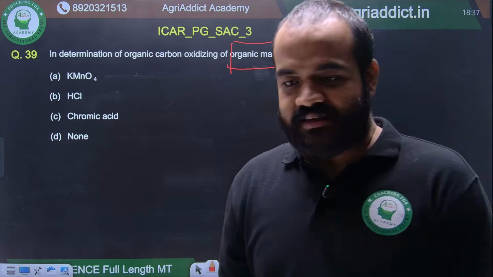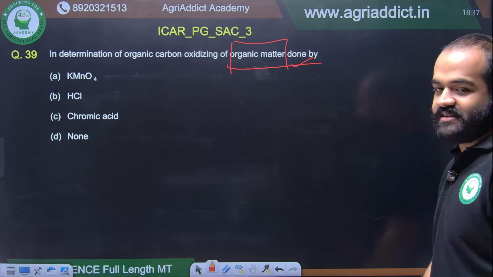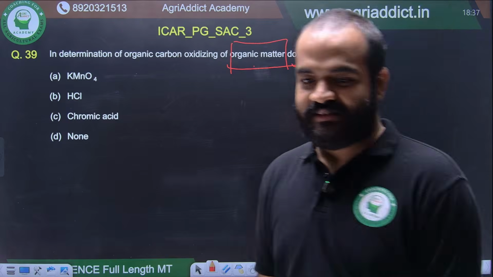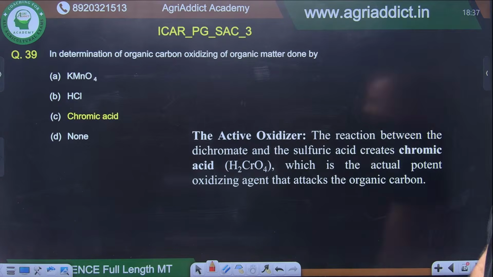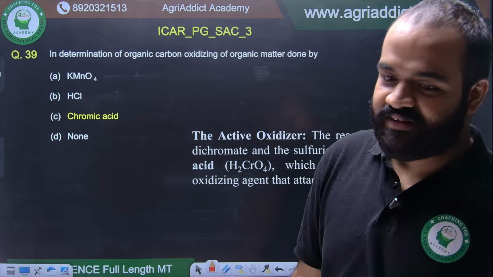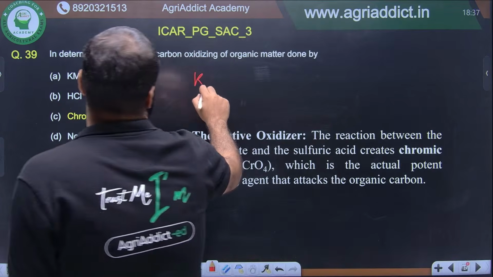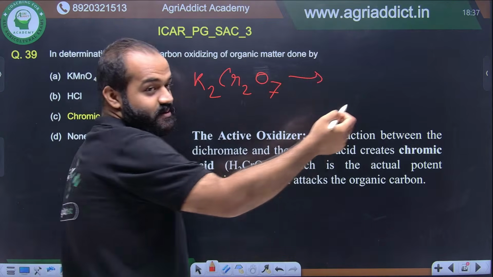Spurti is saying C. Aman Kumar, you are saying A. That is totally wrong. Organic carbon के साथ KMnO4 का क्या मतलब है? Totally wrong. Yes, all of you are correct. किसी के मन में आ सकता है कि क्रोमिक एसिड कहाँ से आया? हमने तो K2Cr2O7 पढ़ के आया है. K2Cr2O7 का नाम ही क्या क्रोमिक एसिड है? बिल्कुल नहीं. K2Cr2O7 का क्या नाम है भाई?